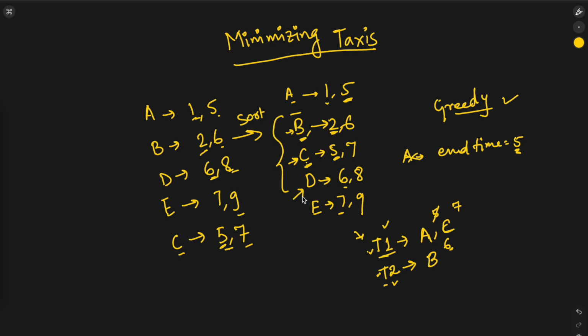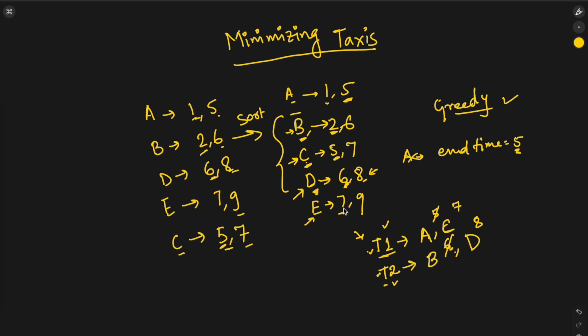Okay. Now the next trip, which is D. So the start time is 6 and the end time is 8. So again, we are going to compare the start time of trip D with the end times of both the taxis. So the start time is 6 and for taxi T1 the end time is 7. So T1 cannot take this trip. But for T2 the end time is 6 and for D the start time is 6. So T2 can take this. So taxi T2 will take this trip D and we'll update the end time to 8, which is the end time of D. Now we are done with D.